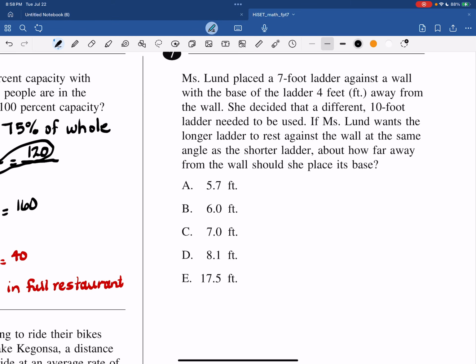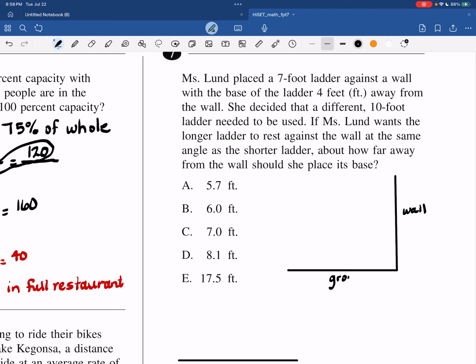This is another one that I would draw anytime we're talking about a ladder leaning against a house or a wall. I like to draw those. Let me try that. So let's draw the ground, the wall, and I want to label these. It's important to know what you're doing with diagrams.